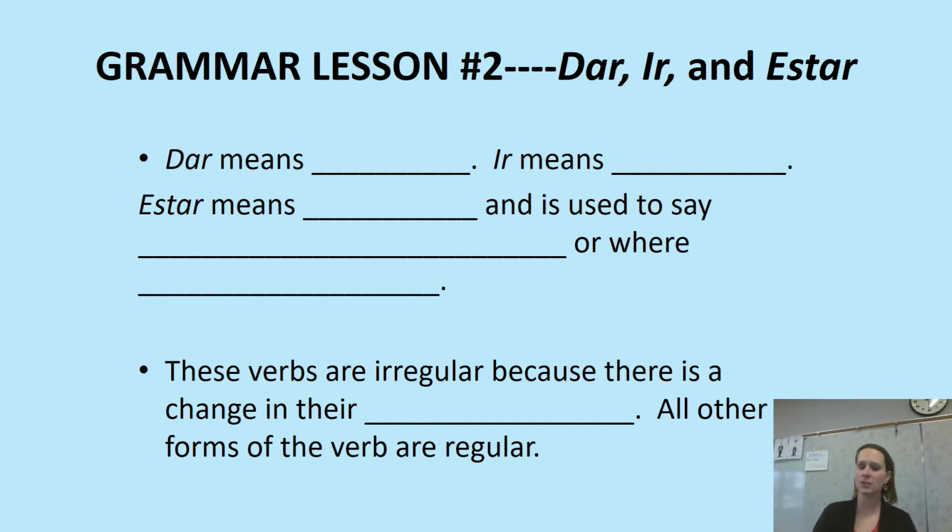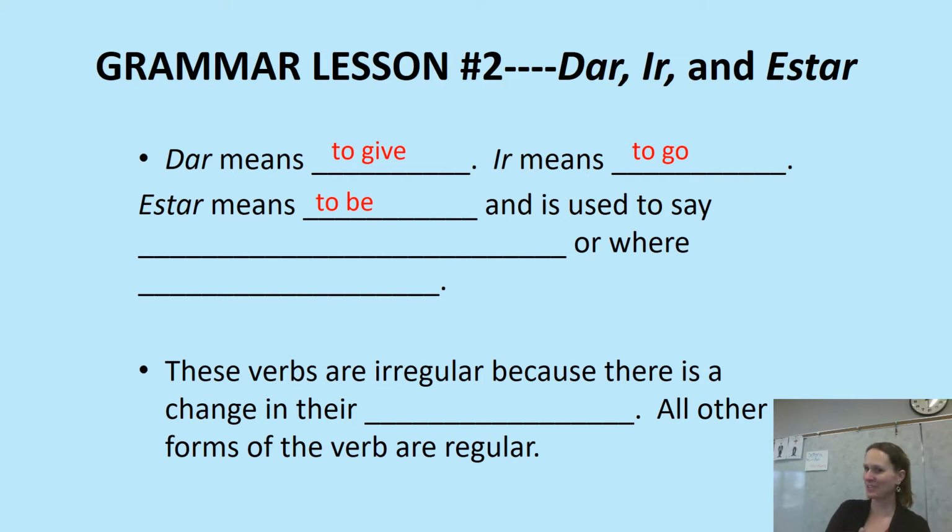Okay, so this is what you see at the top of page 4 in your notes packet. The 3 verbs we're going to take a look at are dar, ir, and estar. Now this first point is more or less just a reminder of the meanings of those verbs. So dar means to give, ir means to go, and estar means to be.